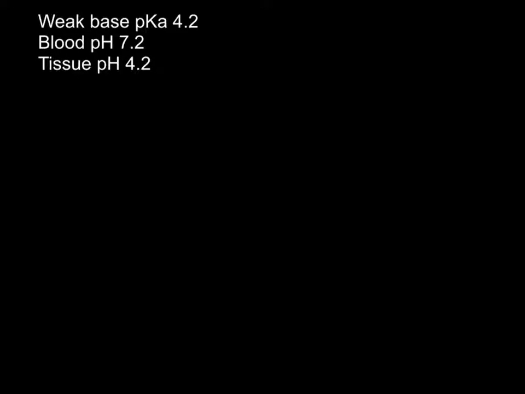Let's look at example 5. So in this case, we have a drug that is a weak base with a pKa of 4.2. We're putting it intravenously into the blood where the pH is 7.2. Patient's a little acidotic, but we'll roll with it. And the blood comes in contact with a tissue that has a pH of 4.2. So maybe there's inflammation and we've got a relatively acidic pH in this tissue.